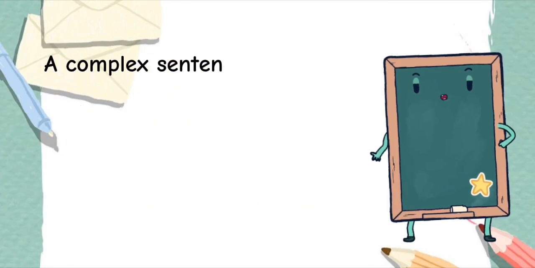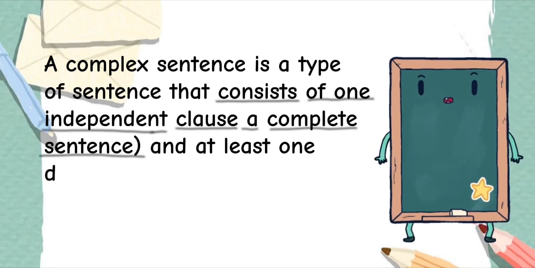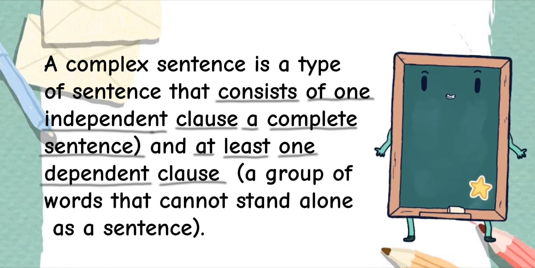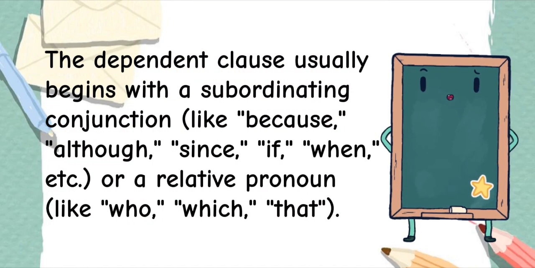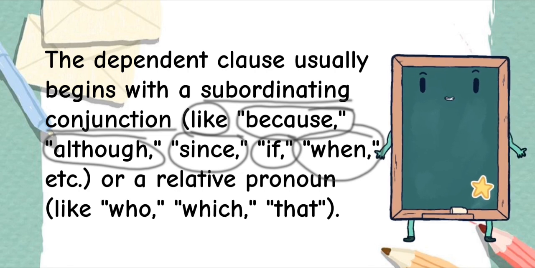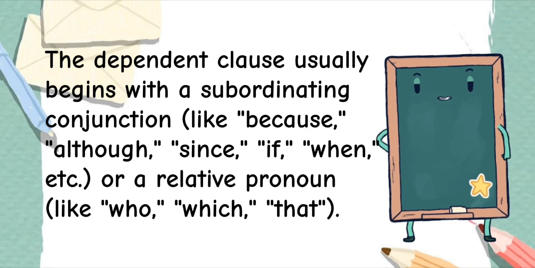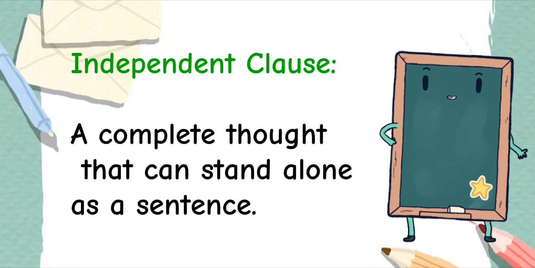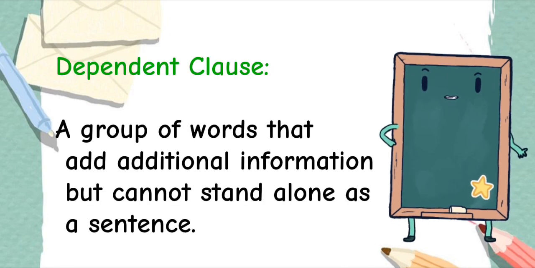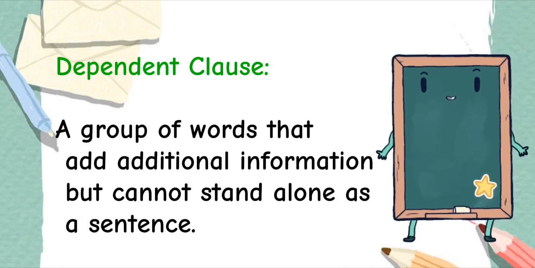Complex sentence. A complex sentence is a type of sentence that consists of one independent clause, a complete sentence, and at least one dependent clause, a group of words that cannot stand alone as a sentence. The dependent clause usually begins with a subordinating conjunction like because, although, since, if, when, etc., or a relative pronoun like who, which, that.